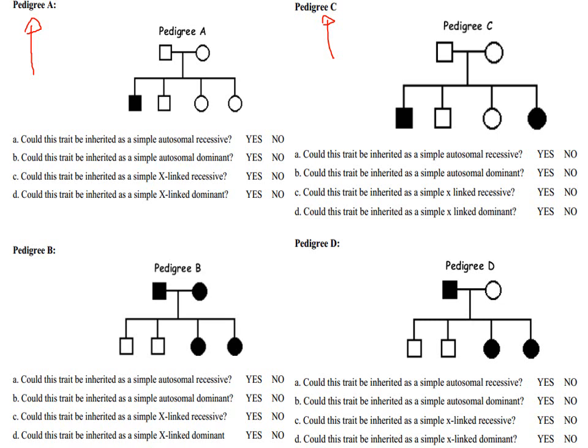So let's take a look at pedigree A over here. For pedigree A, could this trait be inherited as a simple autosomal recessive? I'd say yes, it's more than a possibility. If you take a look over here, the parents don't have the condition, but the kid does, so that means it is a recessive condition. It could be autosomal. Chances are it's not dominant, so anything where dominant is written down, I'm going to say no.